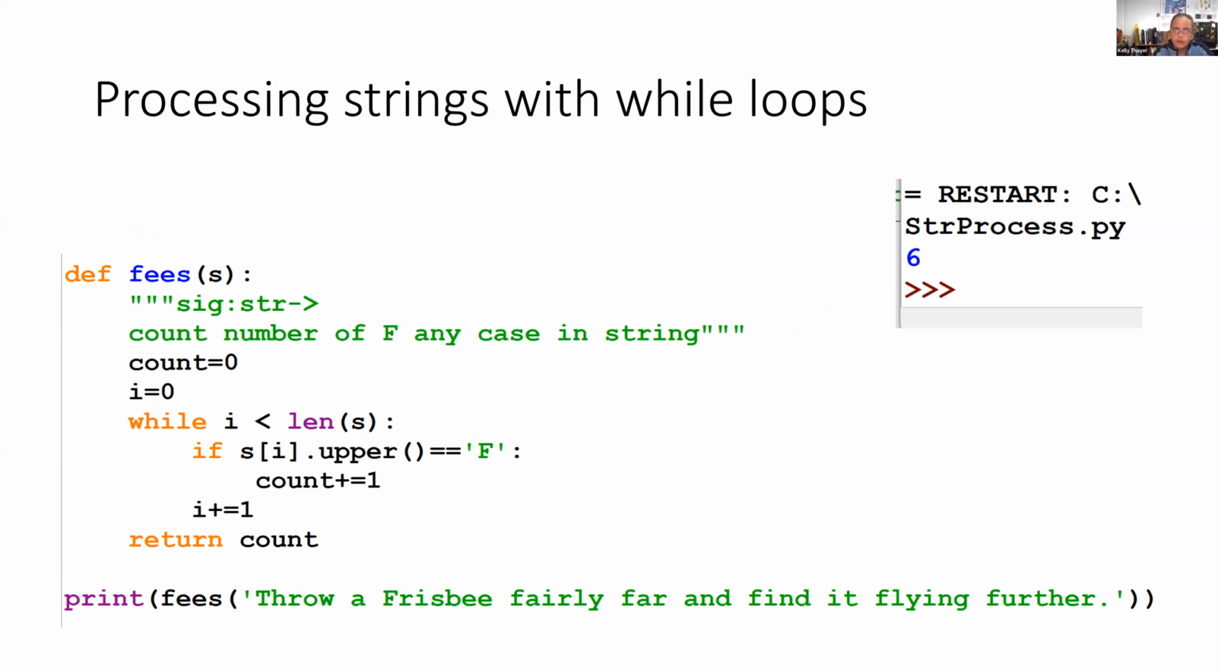We can also process strings with while loops. So let's see what we might do in this case. So we had B's last time, now we have F's. We are going to take this tongue twister and we're going to count the number of F's of any case in a string. So that means capital or lowercase f. How many of them are there in here? And I think there are 6. 1, 2, 3, 4, 5, 6.